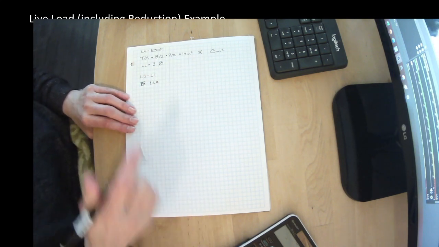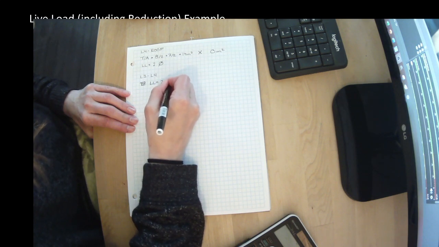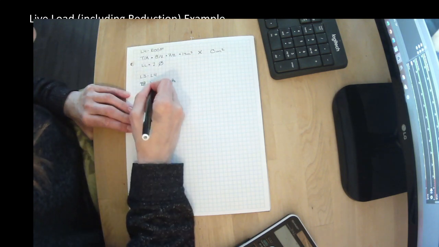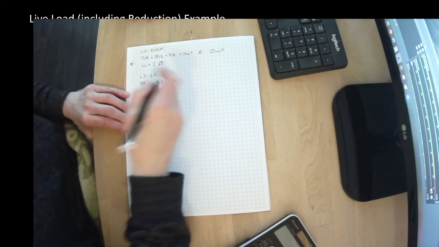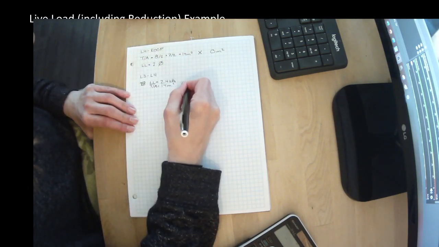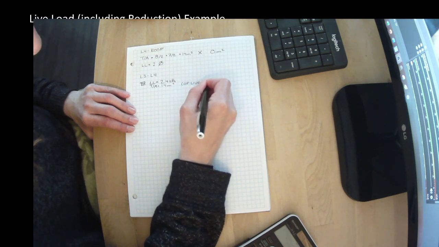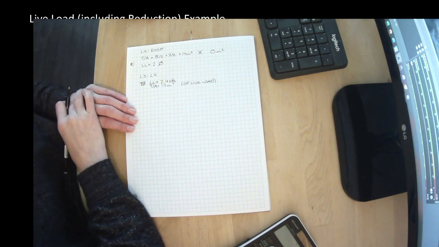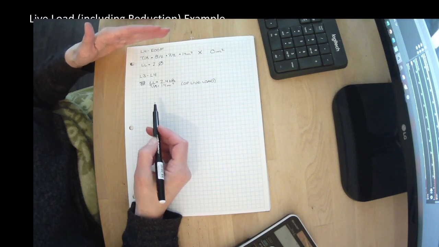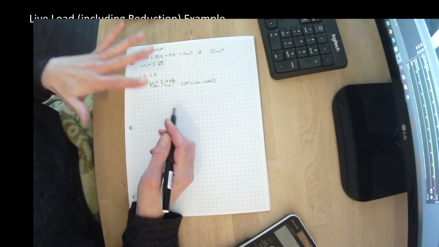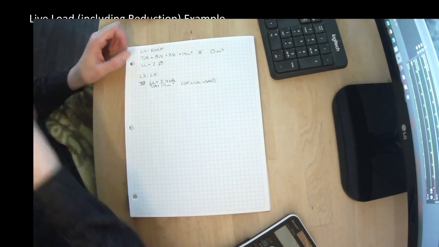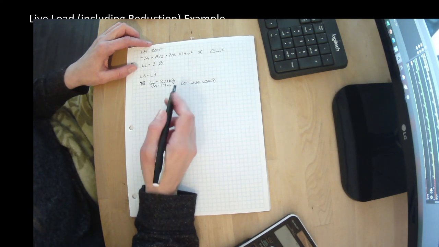They told us it was an office building with 2.4 kPa of live load. The tributary area of live load is 14 meters squared. It is picking up 14 meters squared from the roof, but it doesn't have any live load on it, and we are only talking about area that has live load on it when we apply our live load reduction factor. So we have 14 meters squared of live load.